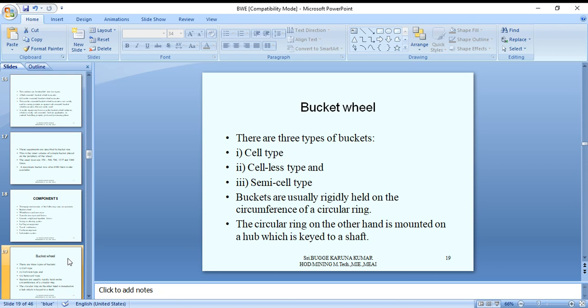These are the collection points where the material is cut, and how it reaches the collecting point depends upon the buckets. Some open buckets are there, where the material automatically comes to a centralized point. Sometimes the shell type is used, depending on the advantages. One or the other is there. Semi-cell types are also available from the construction point of view.